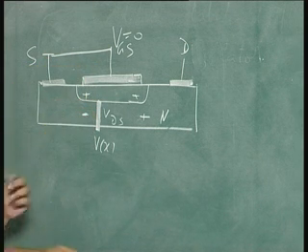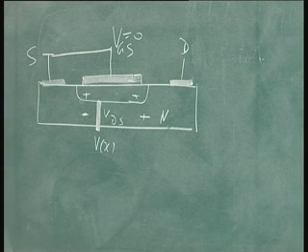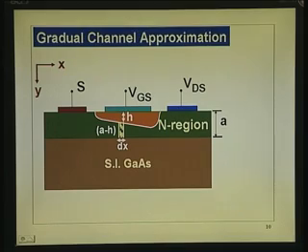In general, if I apply VGS to the gate, the potential drop across the source region is equal to VBI minus VGS, and at this point it is equal to VBI minus VGS plus V of x, and at this point it is equal to VBI minus VGS plus VDS. We are neglecting that drop.